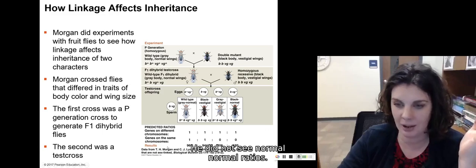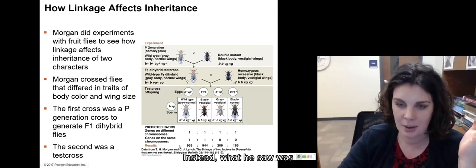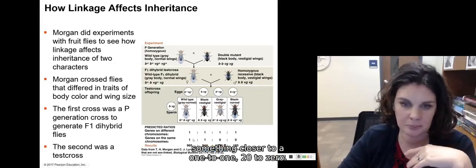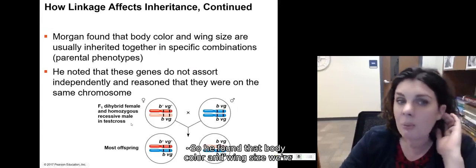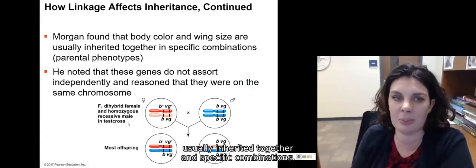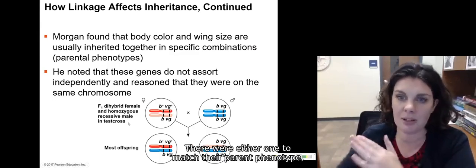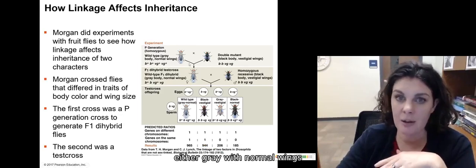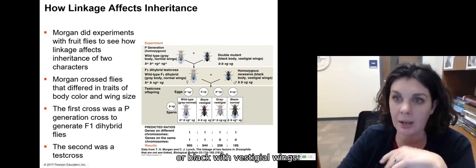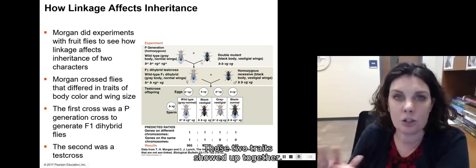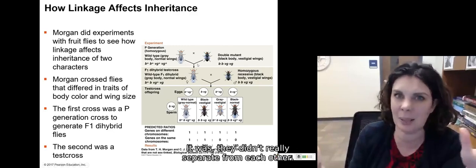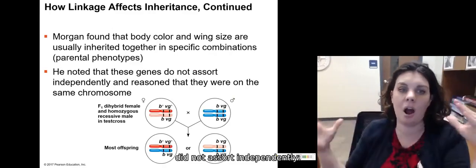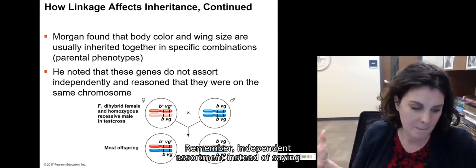But this is not what he saw. He did not see normal ratios. Instead, what he saw was something closer to 1 to 1 to 0 to 0. He found that body color and wing size were usually inherited together in specific combinations. They matched their parent phenotype, either gray with normal wings or black with vestigial wings. Those two traits showed up together and didn't really separate from each other. So those two genes did not assort independently.